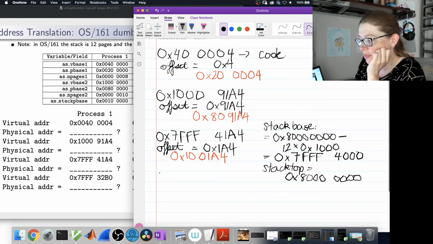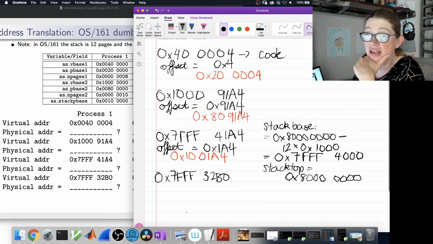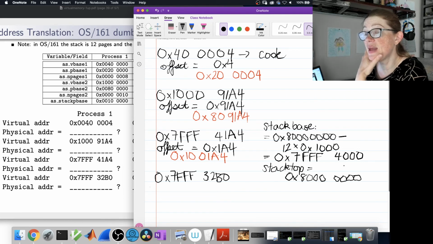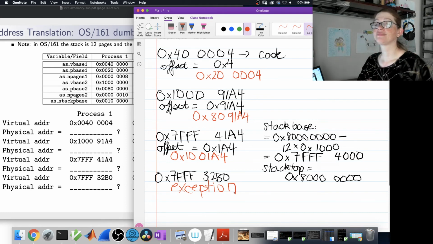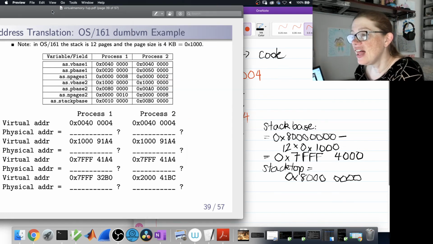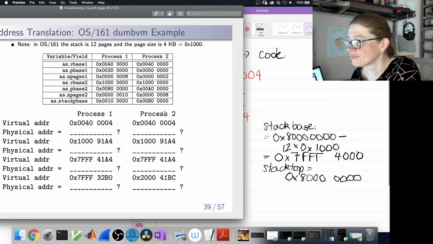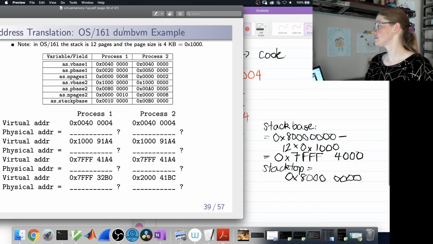Now I look at the last address for process 1. It's not in the code segment. It's not in the data segment. And it's not in the stack segment either, because the stack segment's base address is 7FFF4000, and this address is less than that, which means it's not in the stack, which means this address is an exception. All right, so I'd like to let you try process 2 on your own. And that's going to give you some good experience because this sounds like a pretty good question we could ask in those quizzes.